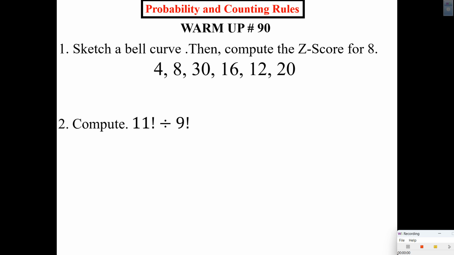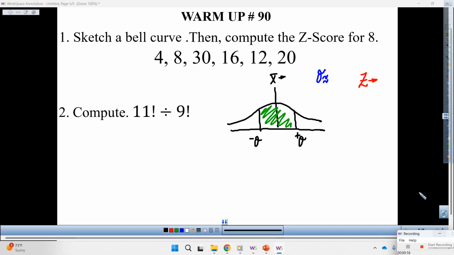Warm-up number 90 should come up on your screen as soon as you log in. Let's get started, please. You do need a calculator, so get a calculator. Send a gopher for one. Copy and go. Warm-up 90. And just a reminder, this is being recorded so that you guys can use this later on if you need to revisit.